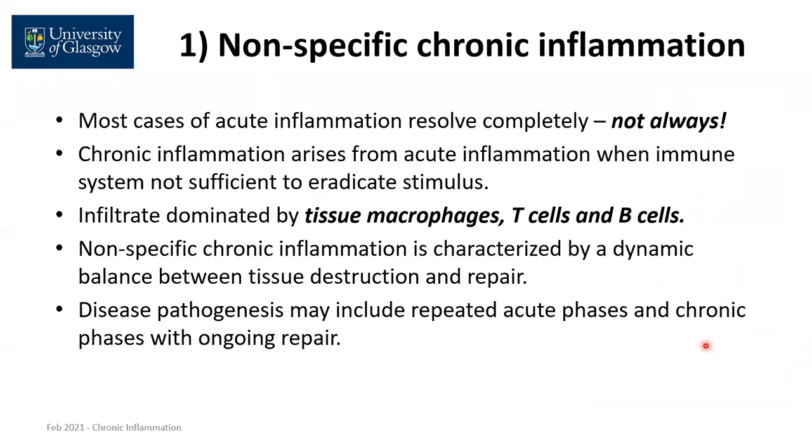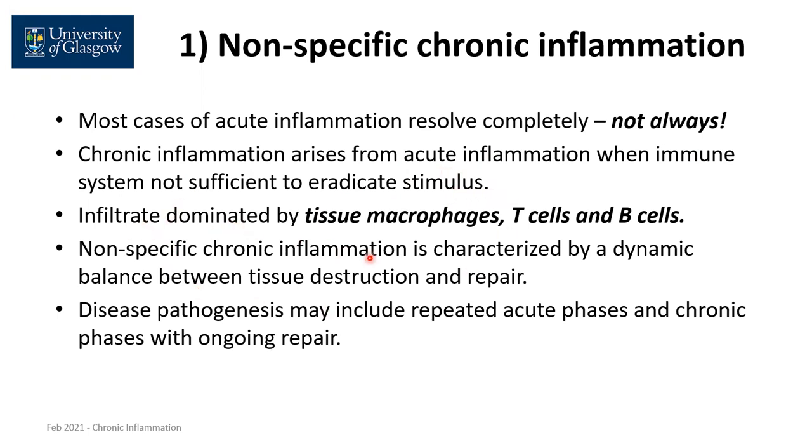So non-specific chronic inflammation in most cases arises when acute inflammation cannot resolve itself. In most cases, acute inflammatory disease can, but this isn't always the case. And ultimately, chronic inflammation can arise from acute inflammation when the immune system is not sufficient enough to eradicate a certain stimulus, depending on what that is.